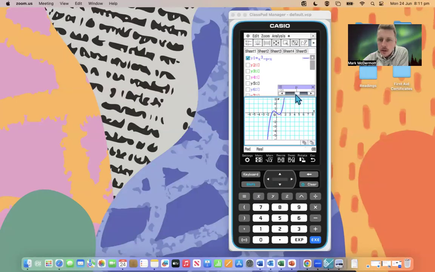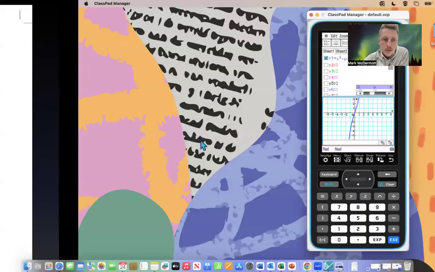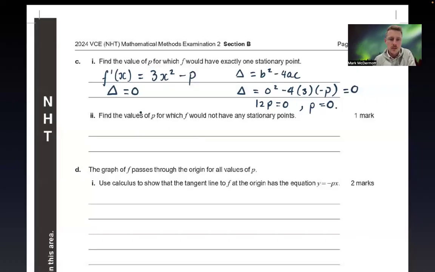Yeah, so we can see when p is 1, we have multiple stationary points. When p is 0, we have one stationary point. And the next question is going to ask, when are there no stationary points? Well, if p is less than 0, we get a situation where we're not going to get any stationary points. So find the values of p for which f does not have any stationary points. Well, the discriminant is less than 0, in which case p is less than 0.